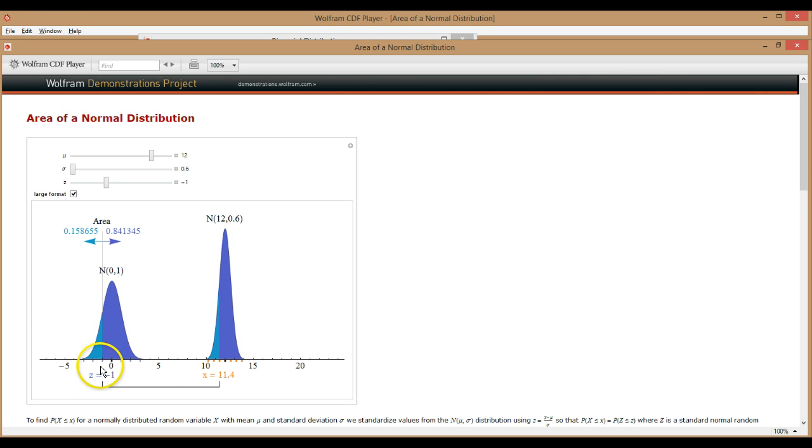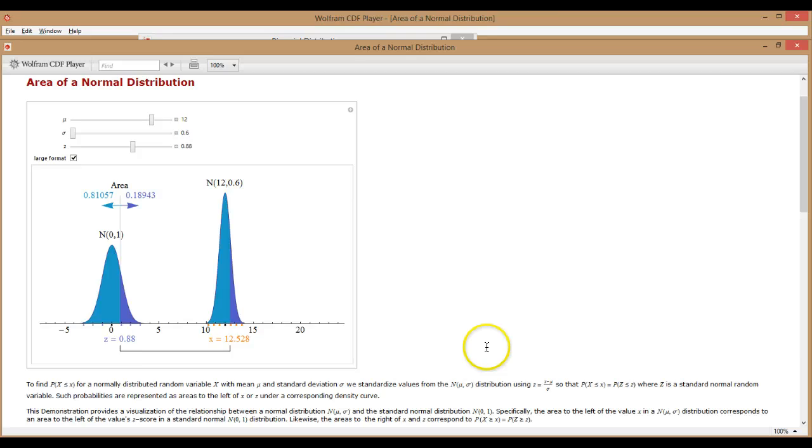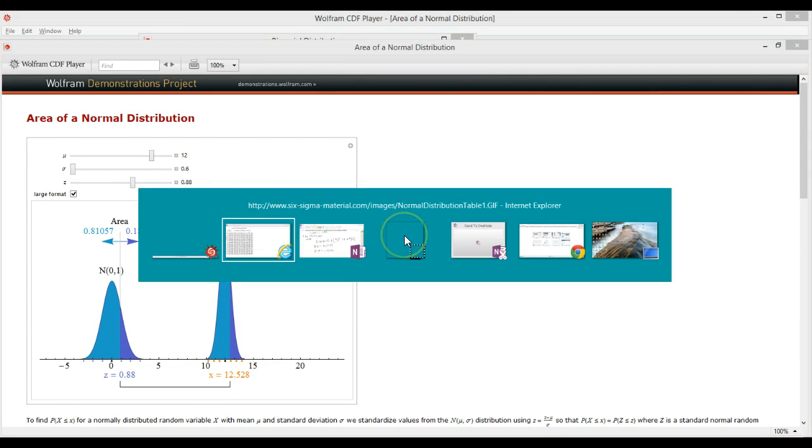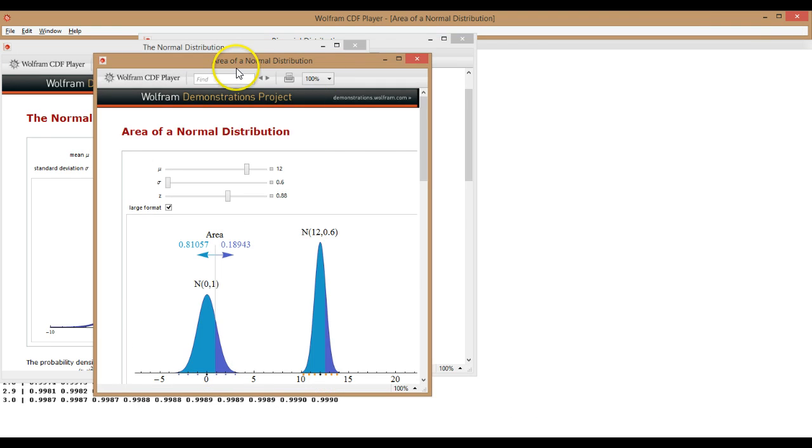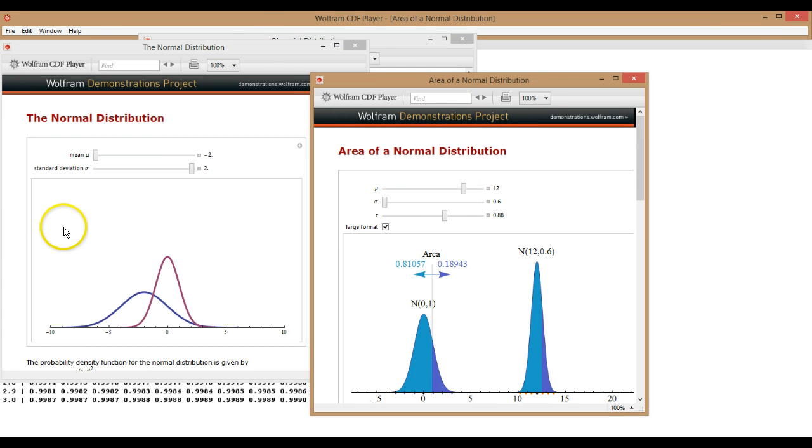And this is a normally distributed function. This shows the z-score. So if you do a z-score of 0.88, and that's right here, then everything to the left of that is the area or the probability. So that shows how the normal distribution translates.